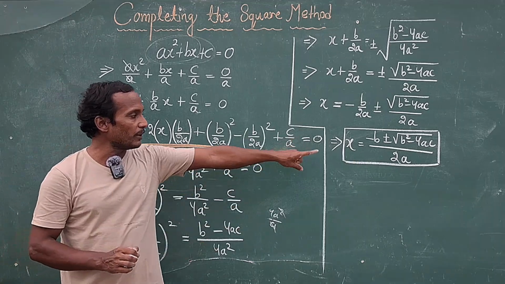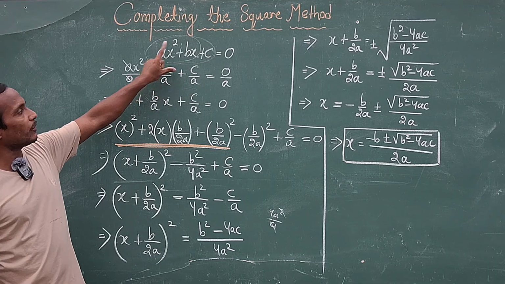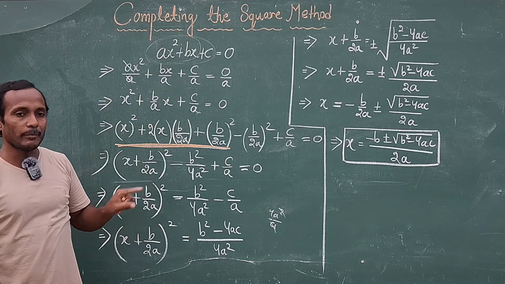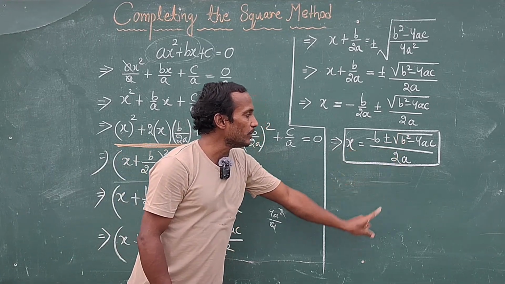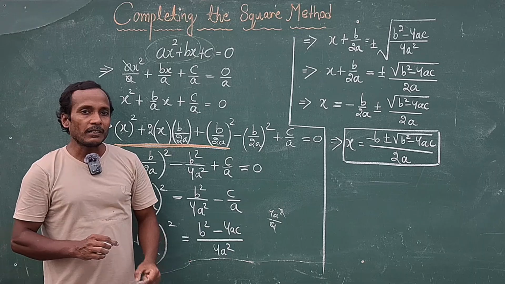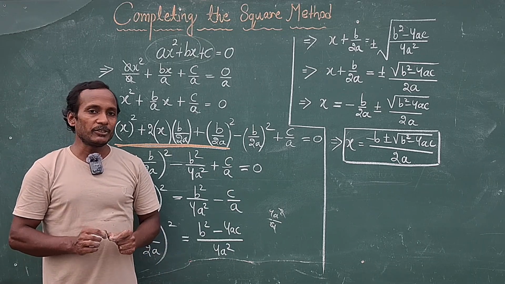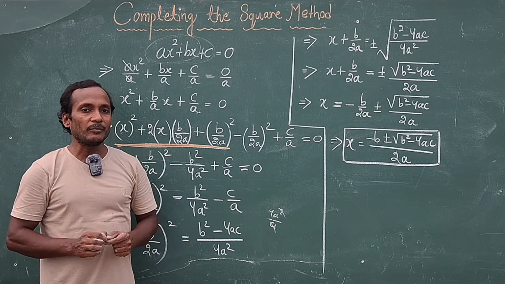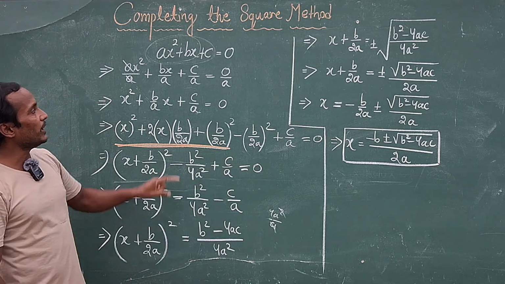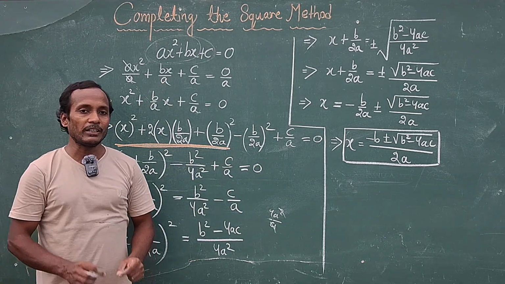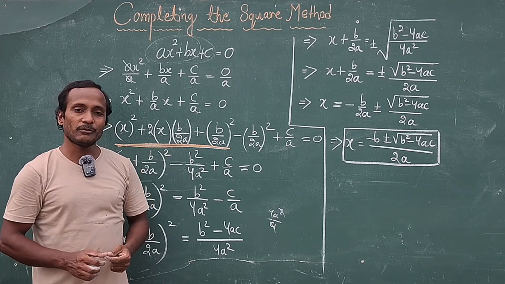So students, we found a formula for x, the formula for the value of the variable in a quadratic equation by the completing the square method. x is equal to minus b plus minus square root of b square minus 4ac by 2a. This is called the quadratic formula. It is also known as Sridharacharya's rule. Indian mathematician Sridharacharya found this formula long ago. He used this formula to find the value of the variable in a quadratic equation. That's why it is also known as Sridharacharya's rule or formula, as well as the quadratic formula.